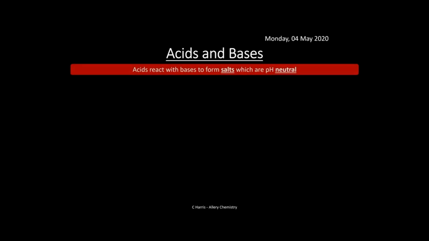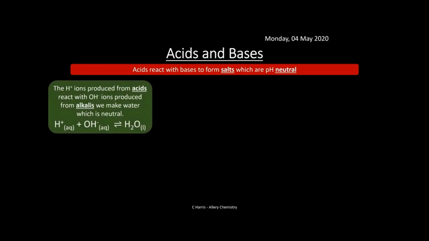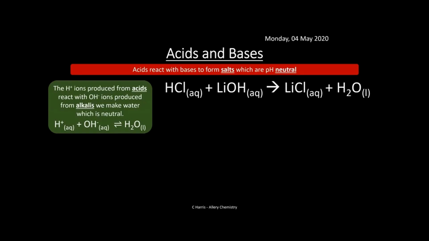Okay, so acids and bases. Acids react with bases to form salt, which are pH neutral. We call these neutralization reactions. H plus ions that are produced from acids react with the OH minus ions that are produced from alkalis, such as sodium hydroxide. These make neutral substances, such as water, a classic example. A simplified ionic equation is H plus reacting with OH minus to form H2O, and this is a reversible reaction.